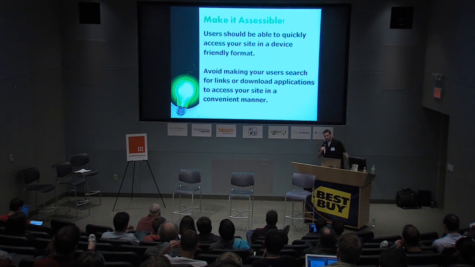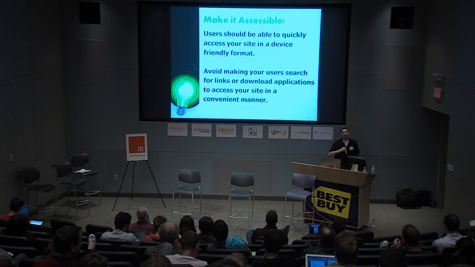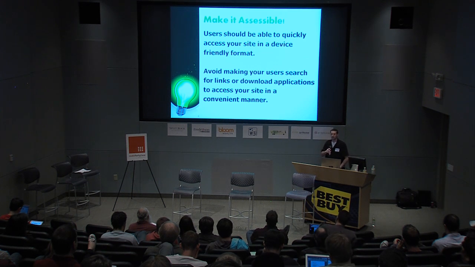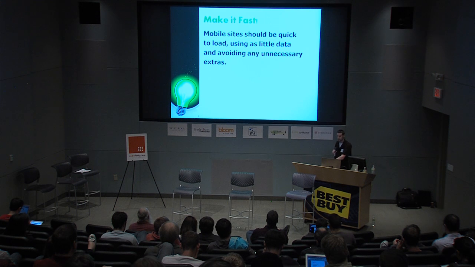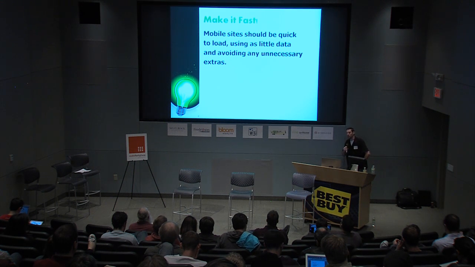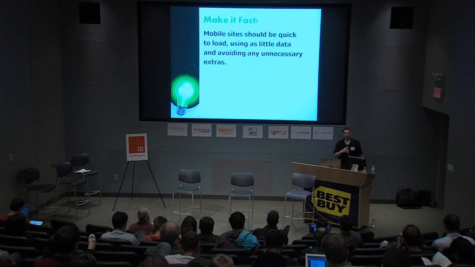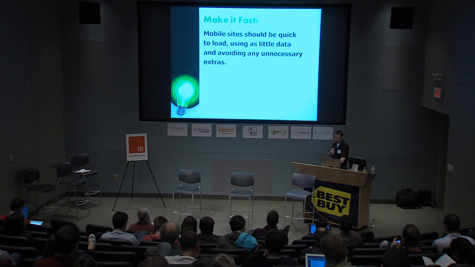So recap. Make it accessible. Users should be able to quickly access your site in a device-friendly format. Avoid making your users search for links or download applications to access your site in a convenient manner. Mobile sites should be quick to load, using as little data and avoiding any unnecessary extras. Having smaller images, not pulling in the super large background that your nice CSS3 site uses.